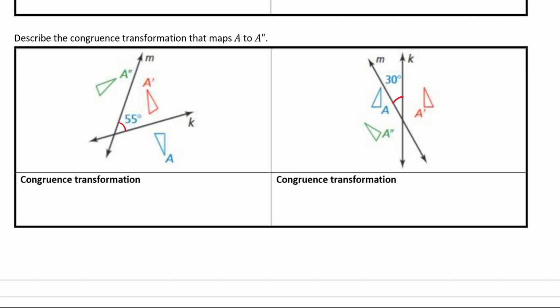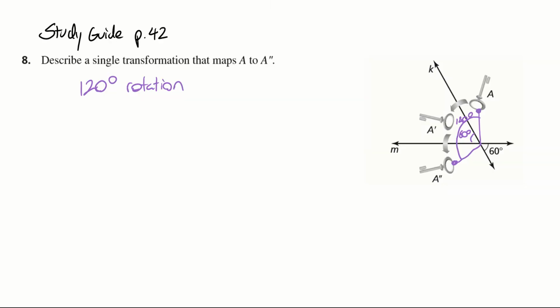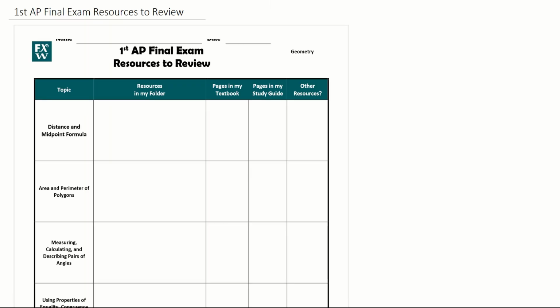Now, also handed to you was the first AP final exam resources to review sheet, just like you got in Algebra 1. This is done very similarly to Algebra 1, only this time it lists the topics that are going to be on the final exam for our geometry class. Now, once again, will it be every single topic from the first AP? No, that would make the test extremely long. This is going to be the most important topics from the first AP. Now, all the reasons that we're doing a final exam, keep in mind, from Algebra 1, that's the same reason we're doing it for geometry.